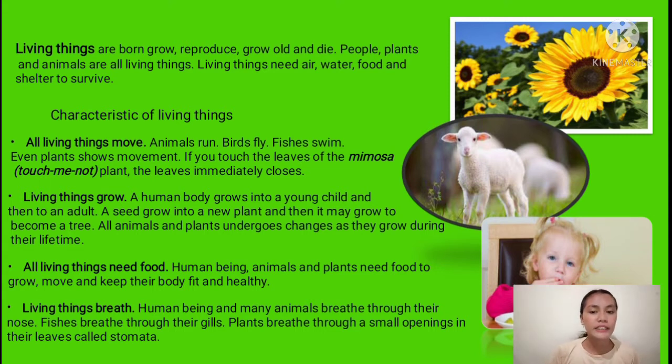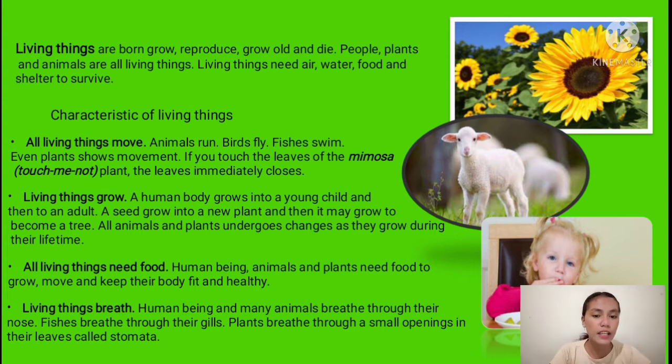The second characteristic is that living things grow. A human body grows into a young child and then to an adult. A seed grows into a new plant and then it may grow to become a tree. All animals and plants undergo changes as they grow during their lifetime. Living things undergo a process called aging. As they get close to the end of their lifespan, their ability to carry out life functions reduces. Eventually, they die, ending the process of life.